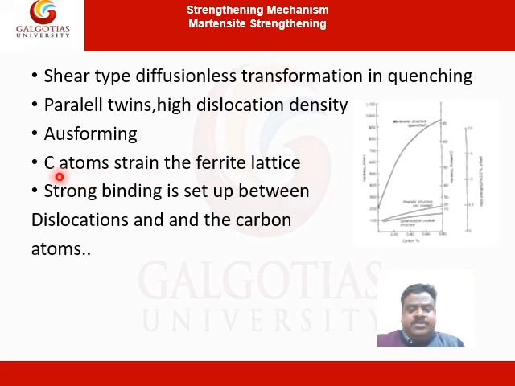Then the carbon atoms strain the ferrite lattice. Then a strong binding is set up between dislocations and the carbon atoms. So the presence of martensite increases the strength of the material. We can find it from this diagram. With increase in carbon percentage, this is the pearlitic structure hardness. We look at here, because of the dislocation structure and twin structures, we find the hardness of martensite increases tremendously with increase in carbon percentage.